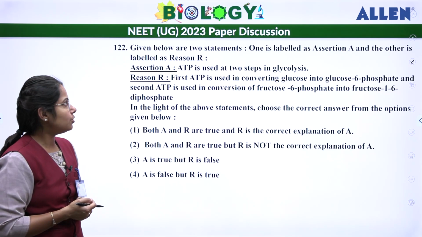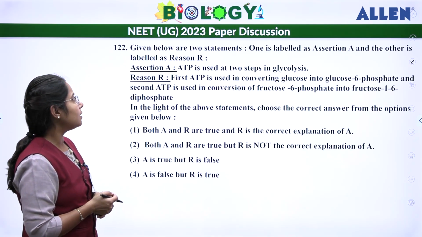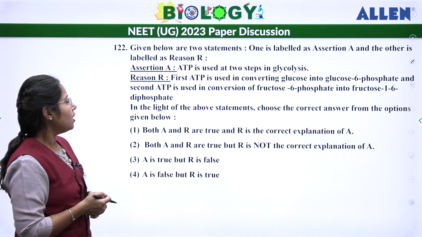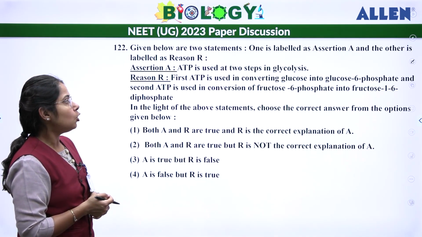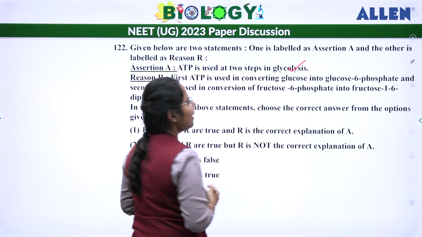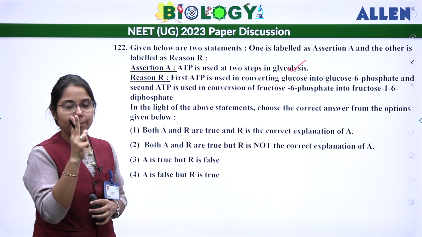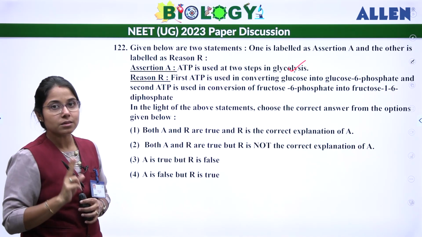Let's see the next question. Given below are two statements, one labelled as A and the other labelled as R, assertion and reason. First, ATP is used in two steps of glycolysis, which is true. ATP is used in the preparatory phase of glycolysis at two steps, the first step as well as the third step.